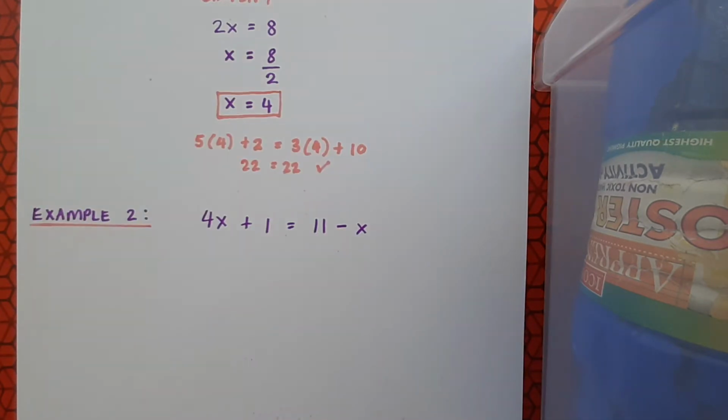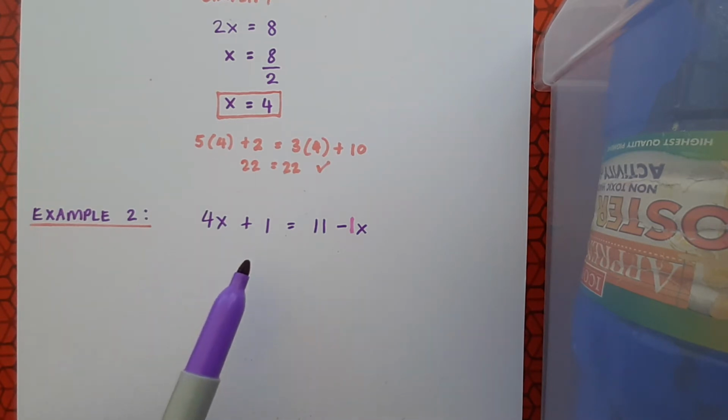Okay, let's try a second example. I've got 4x plus 1 equals 11 minus x. Same idea as before, I want to get the like terms on the same sides. Just before I begin, notice here that I appear to have an x term that has no coefficient. So this is my minus x here at the end. What number could I put in front of this x? So I could stick a 1 in front of it. What's the coefficient of this x? It's minus 1. Okay, now that we've established that, let's begin.